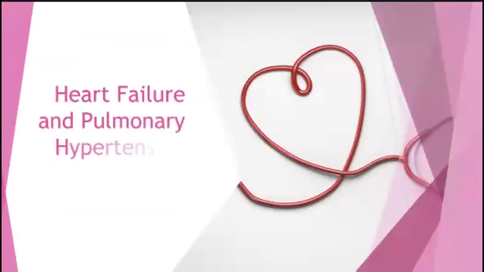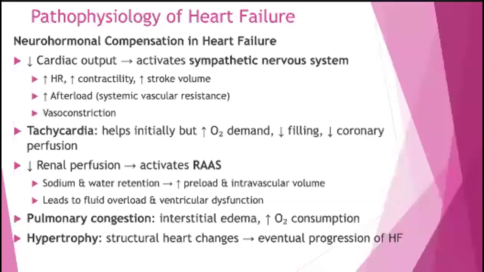All right, now we're going to go into heart failure and pulmonary hypertension. Hemodynamic and neurohormonal changes in heart failure. Why does it happen? So when the heart cannot pump enough blood, we have low cardiac output. The body activates backup systems to keep the blood moving to the brain and the other vital organs. These are called compensatory mechanisms.